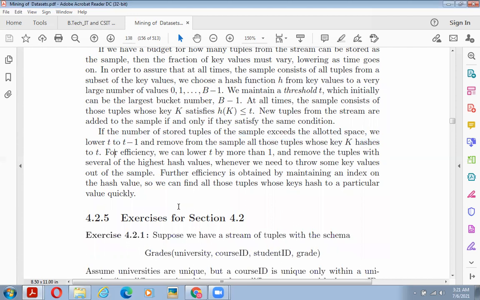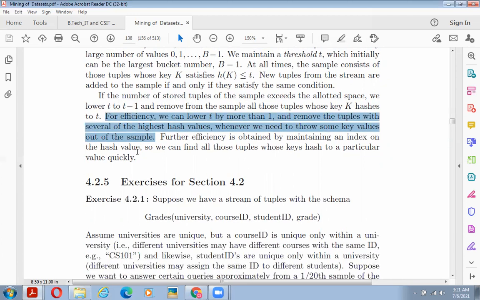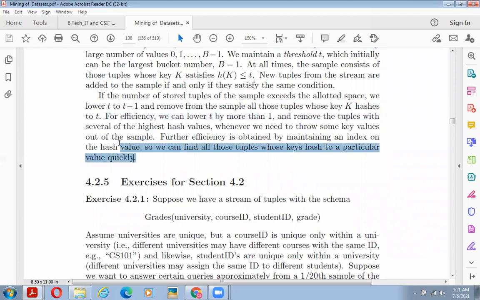But for efficiency, we can lower t by more than 1 and remove the tuples with the several highest hash values whenever we need to throw some key values out of the sample. Further, this is achieved by maintaining an index on the hash value, so we can find the tuples whose key has a particular value quickly.